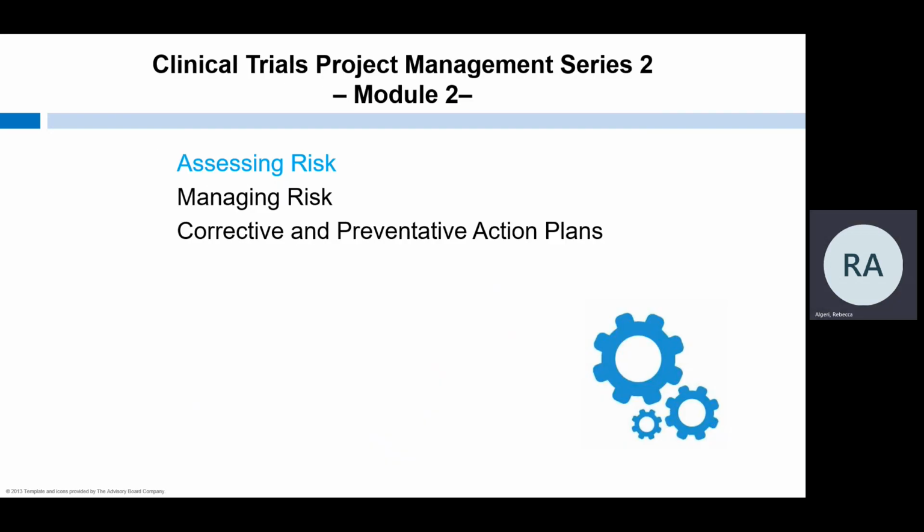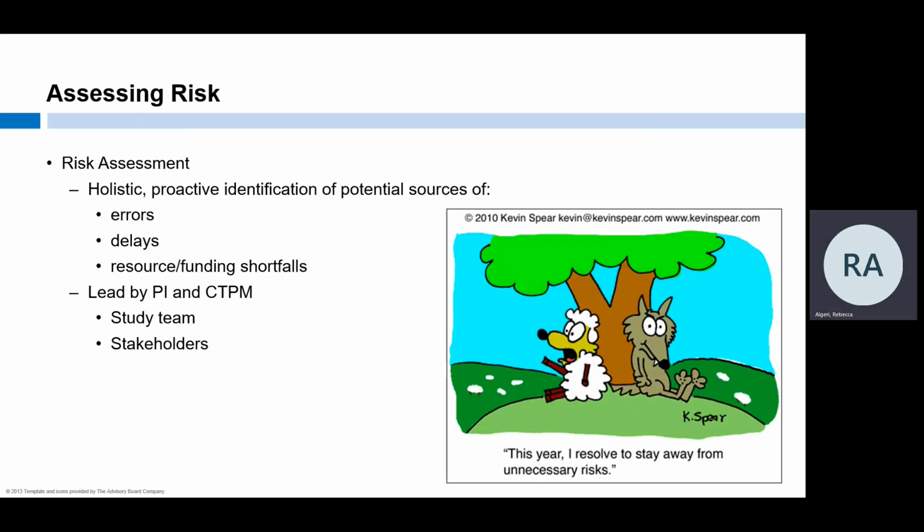First, let's discuss the process of assessing risks to your clinical trial. We started down the path of risk assessment in Module 1, focusing on the protocol. Now we're going to take that process a step further and consider risks to the project as a whole. An effective risk assessment takes a holistic approach to identifying potential pitfalls. We need to consider sources of errors, issues that may cause delays, access to all the necessary resources, and what costs might jeopardize our budget.